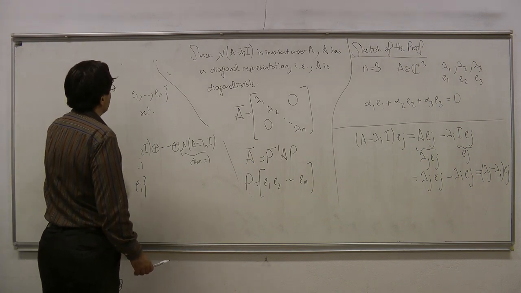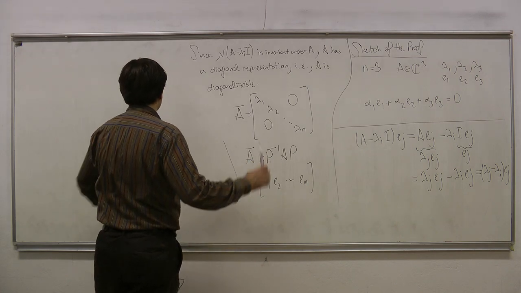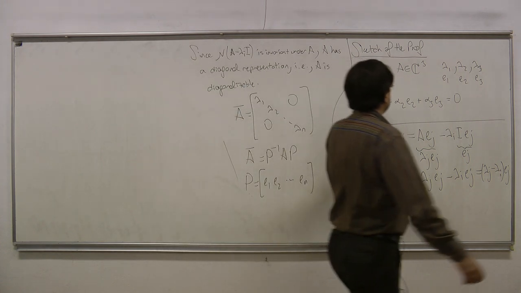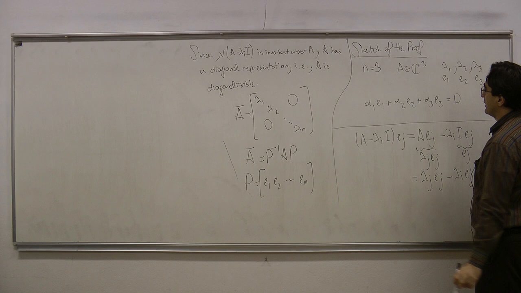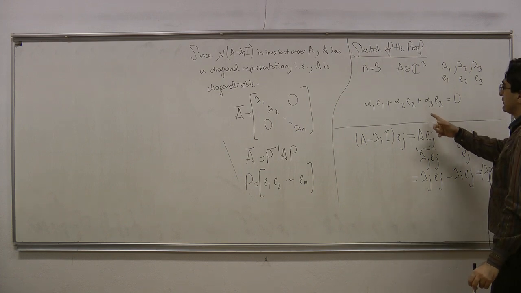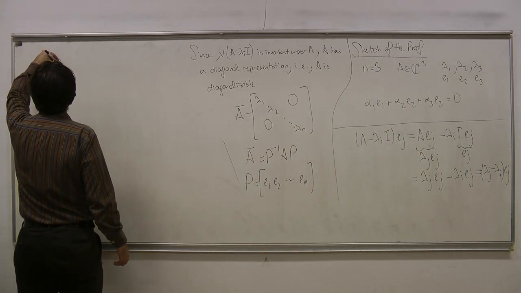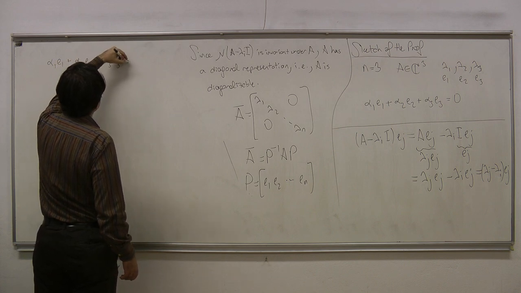So now I will go back to the proof here, or the kind of proof. So here I have this equation, and from this equation I need to show that alpha 1, alpha 2, alpha 3 are all equal to 0. Now what I'm going to do is start with this equation, alpha 1 E1 plus alpha 2 E2 plus alpha 3 E3 is equal to 0.